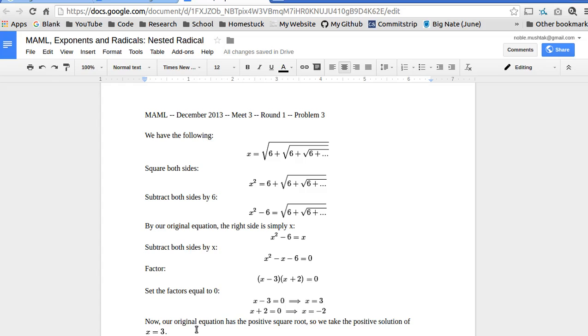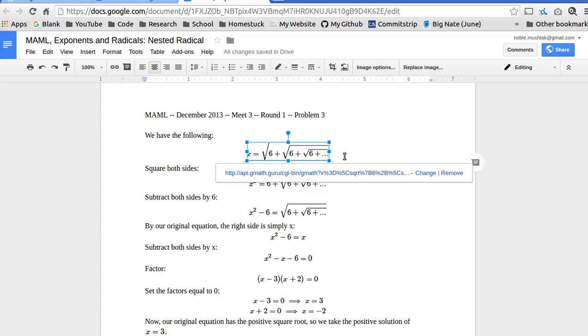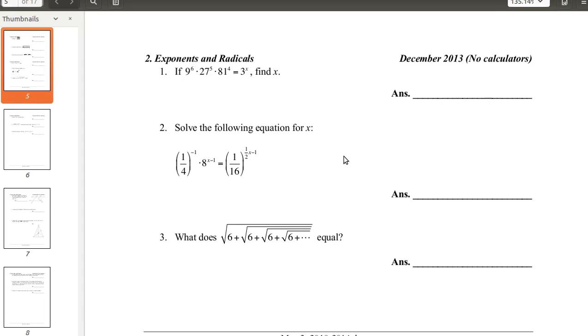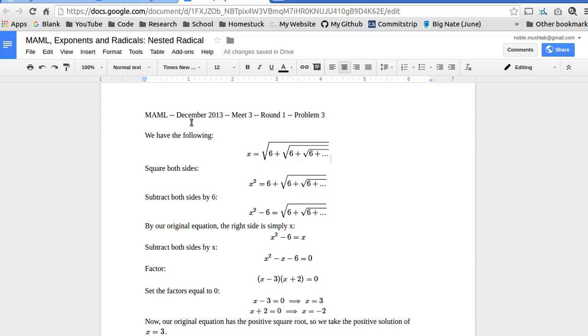So hopefully you can follow this kind of logic. But you have to notice this step first. You have to notice x equals the square root of 6 plus.... You have to notice that you need to get an equation. Because otherwise you'll just be stuck. You can't do anything with just this expression. I don't know how to simplify this. How does that simplify down to 3? The only way I know how to do this is by solving for x in an equation. So that's really the trick to this problem. You have to set it equal to x.